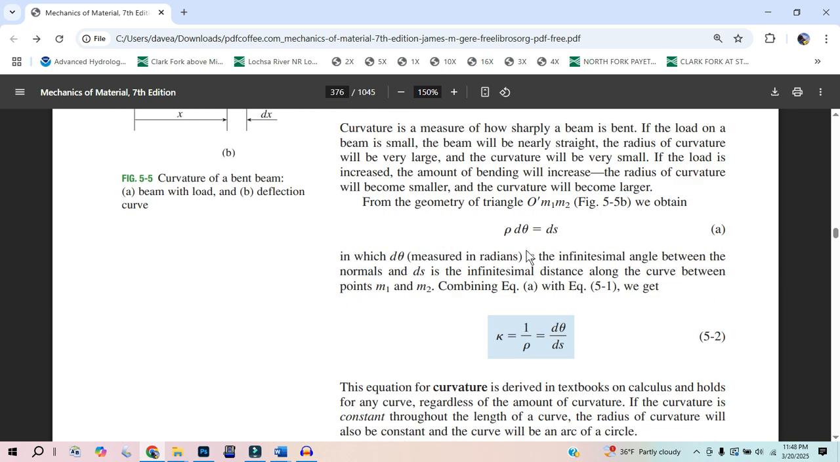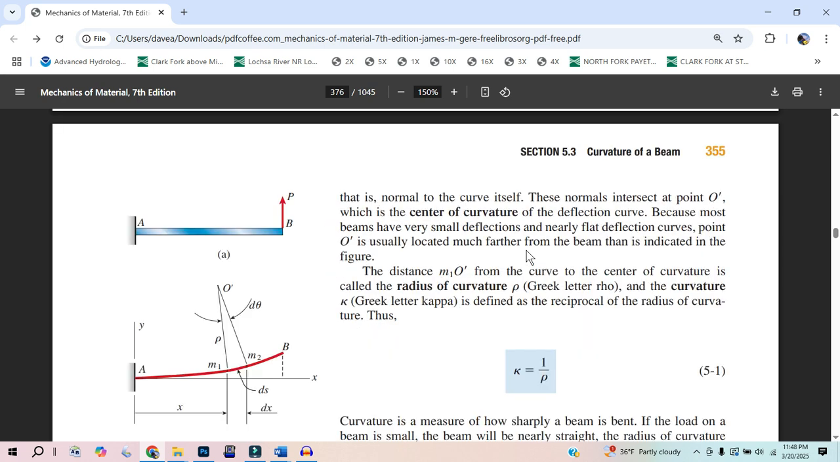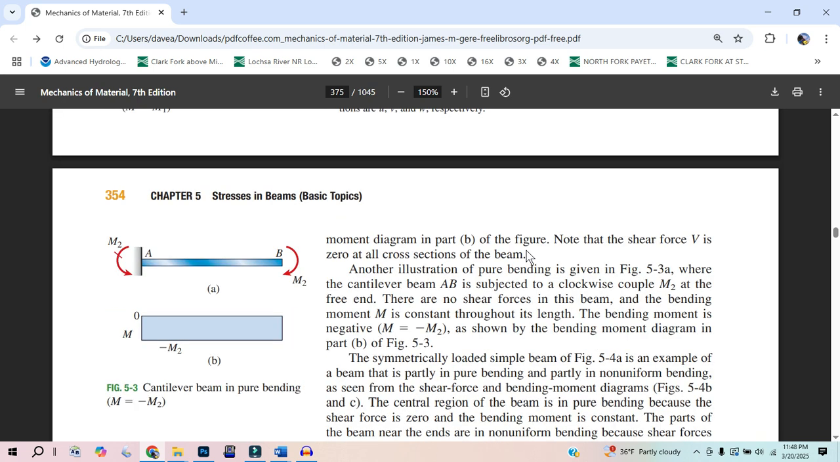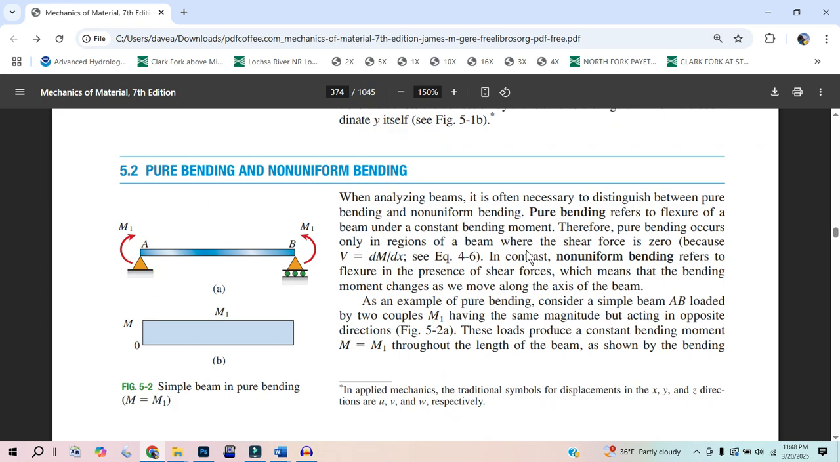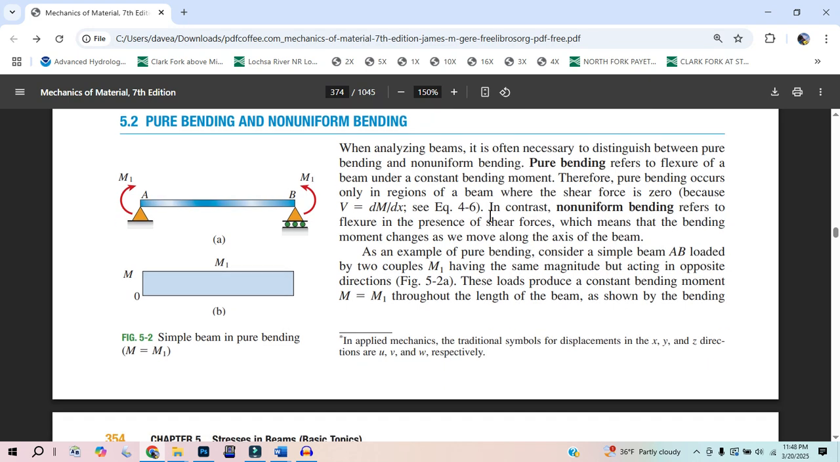All right, so where are we? So anyway, we are talking about non-uniform bending. In contrast, non-uniform bending is the presence of those shear forces, which means that the bending moments will change as we move along the axis of the beam.